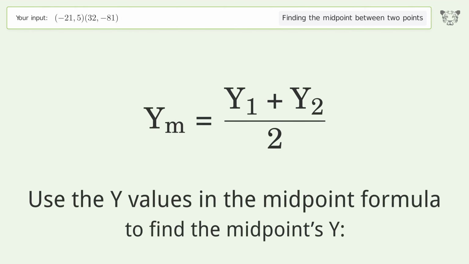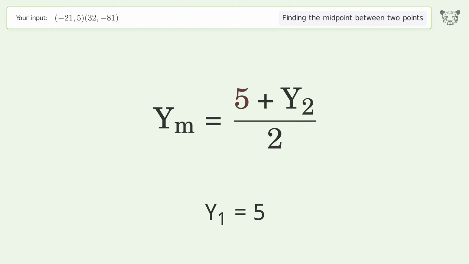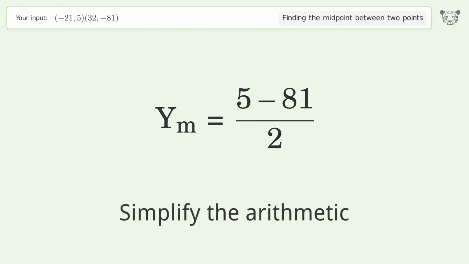Use the y values in the midpoint formula to find the midpoint's y. y1 equals 5. y2 equals -81. Simplify the arithmetic.